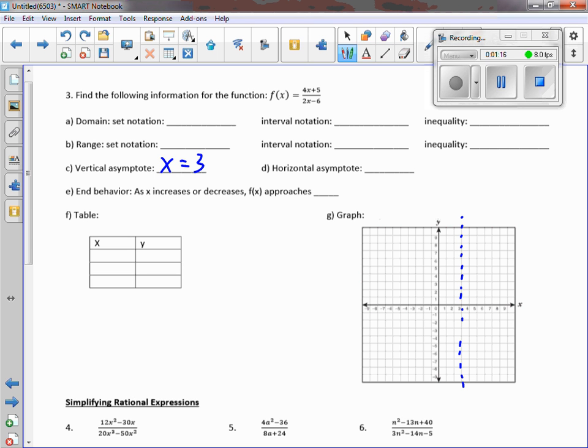The horizontal asymptote, the rules are going to change when it's top and bottom with an x. So when that happens, we're going to take the coefficients, the numbers out in front of x, and divide them. 4 over 2 is 2. That means our horizontal asymptote is y equals 2, which is that piece right there. As we know from earlier, end behavior, when there's an x in the bottom of our function, end behavior always approaches our horizontal asymptote. So in this case, that would be 2.